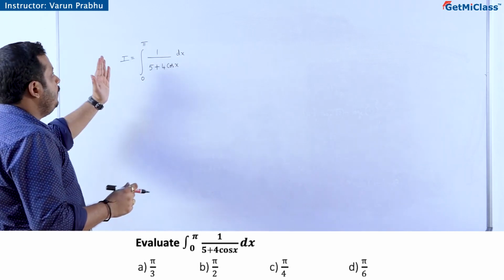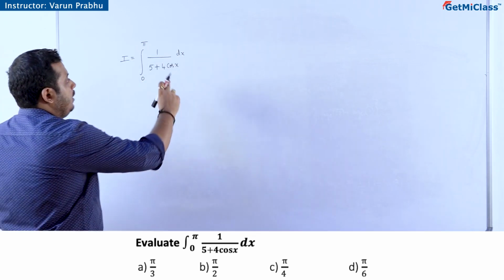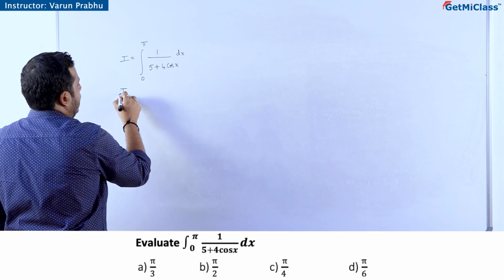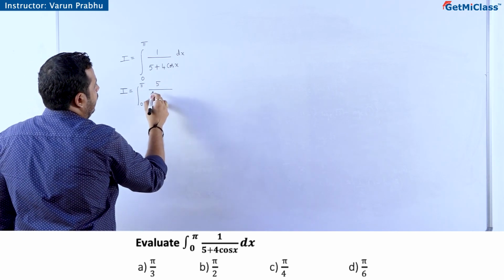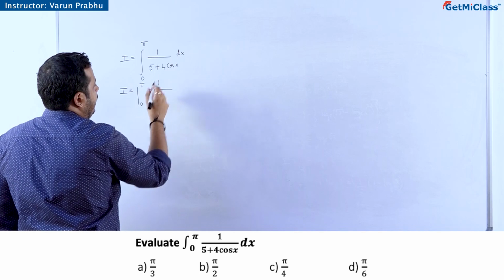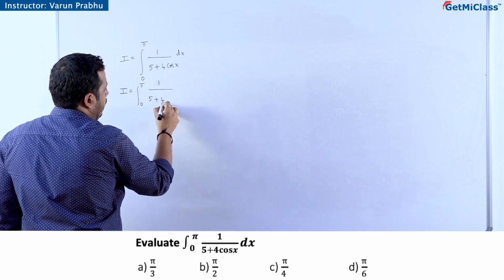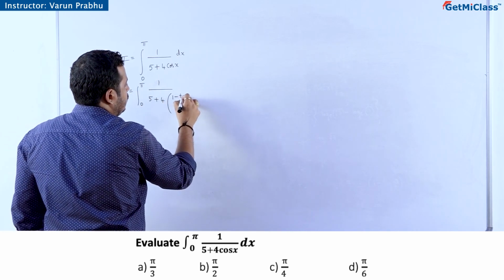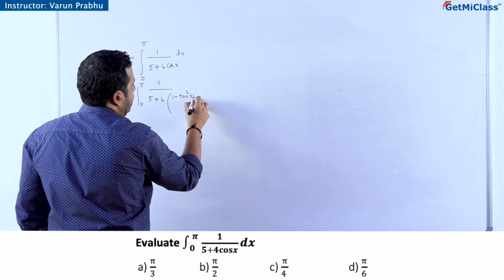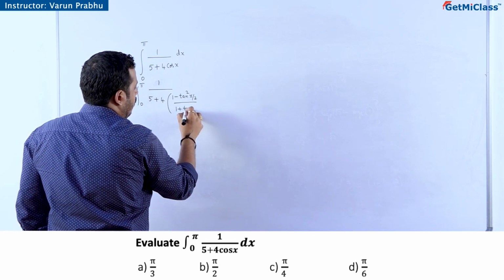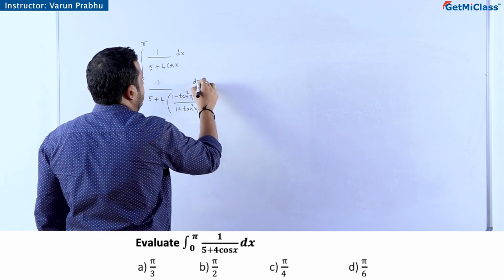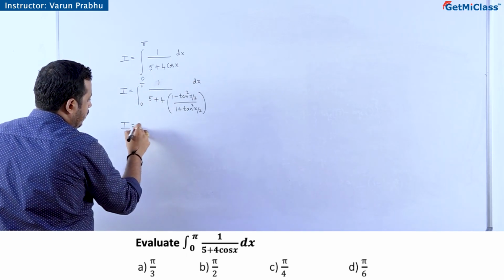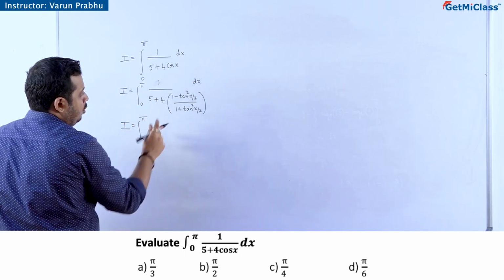The question is asking what is the value of this particular integral. So I can say, look here, all of you: the integral from 0 to pi of 1 divided by 5 plus 4 times cos x, where cos x can be written as (1 minus tan squared x/2) divided by (1 plus tan squared x/2), dx. So I is equal to the integral from 0 to pi.